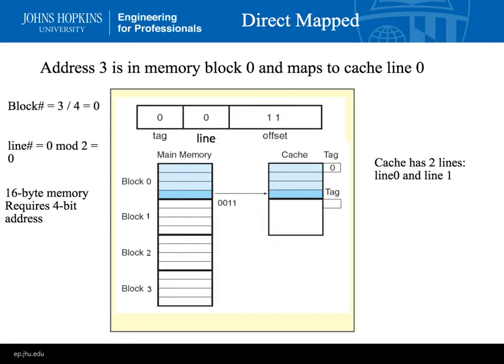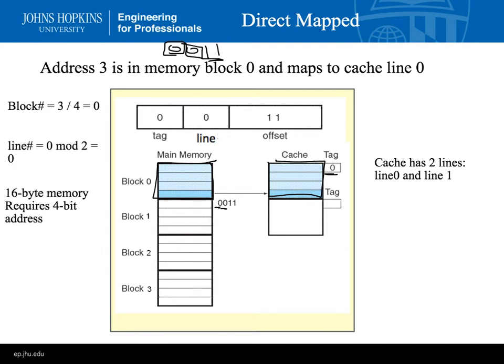So continuing with our simple example, if we're looking for address 3, remember we have a 4-bit address, and we're saying, all right, we want address 3. This is the offset. This is the line number. So the line number is going to be 0, and our tag is going to be 0. So here's the block we want in main memory. In the cache, it's going to be in line 0, so that's here, and then this is our tag of 0.